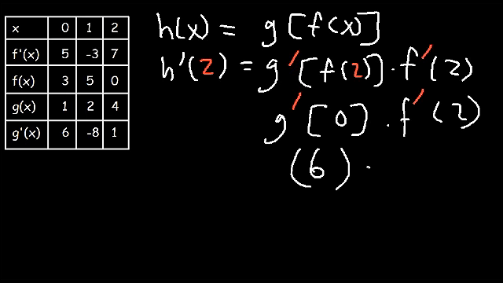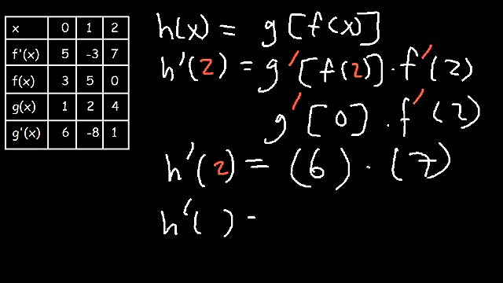And now we've got to find out the value of f prime of 2. So when x is 2, f prime is 7. So f prime of 2 is 7. So therefore, h prime of 2 is equal to 6 times 7. And 6 times 7 is 42. So 42 is the final answer for this problem.